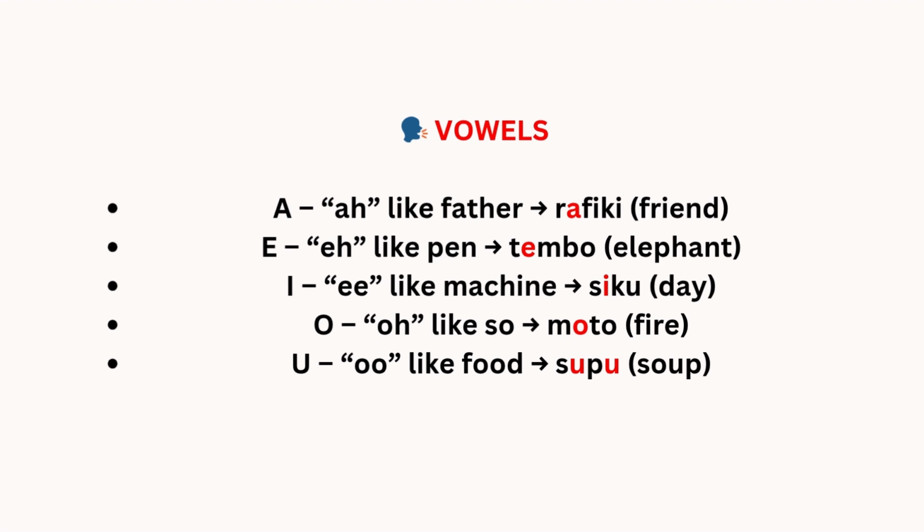The next vowel is U. U, like the double O in food. An example is supu. See the two U's? Supu. In English, supu is soup.